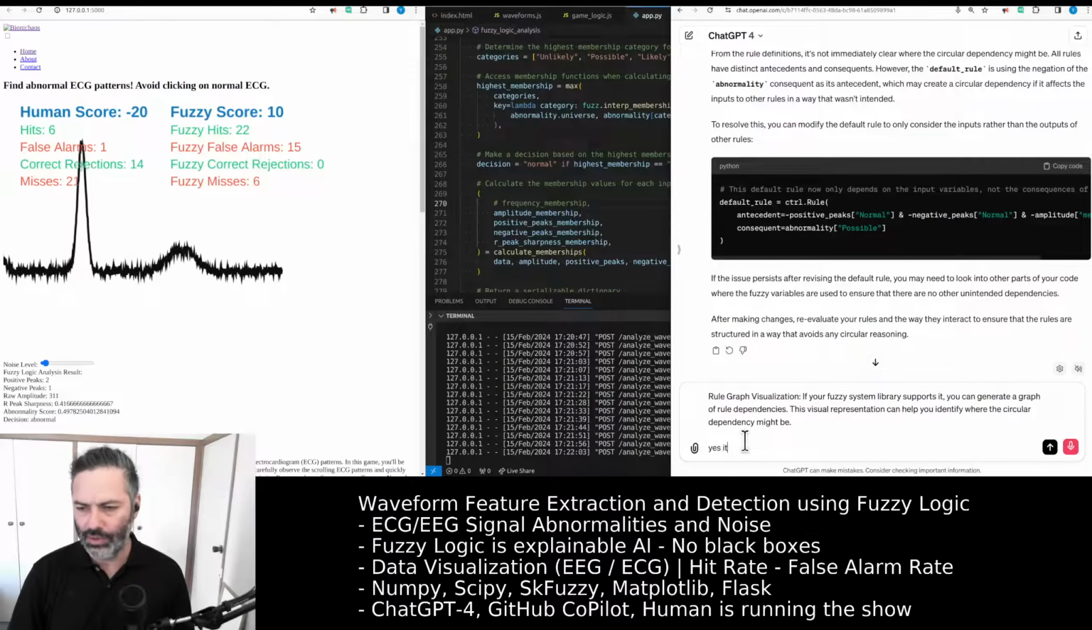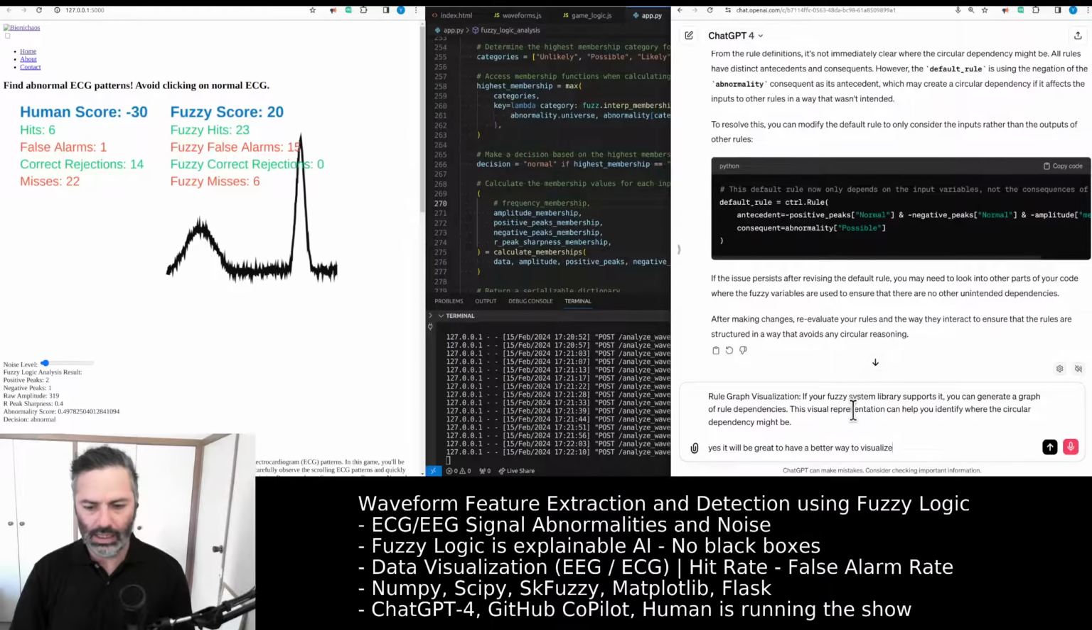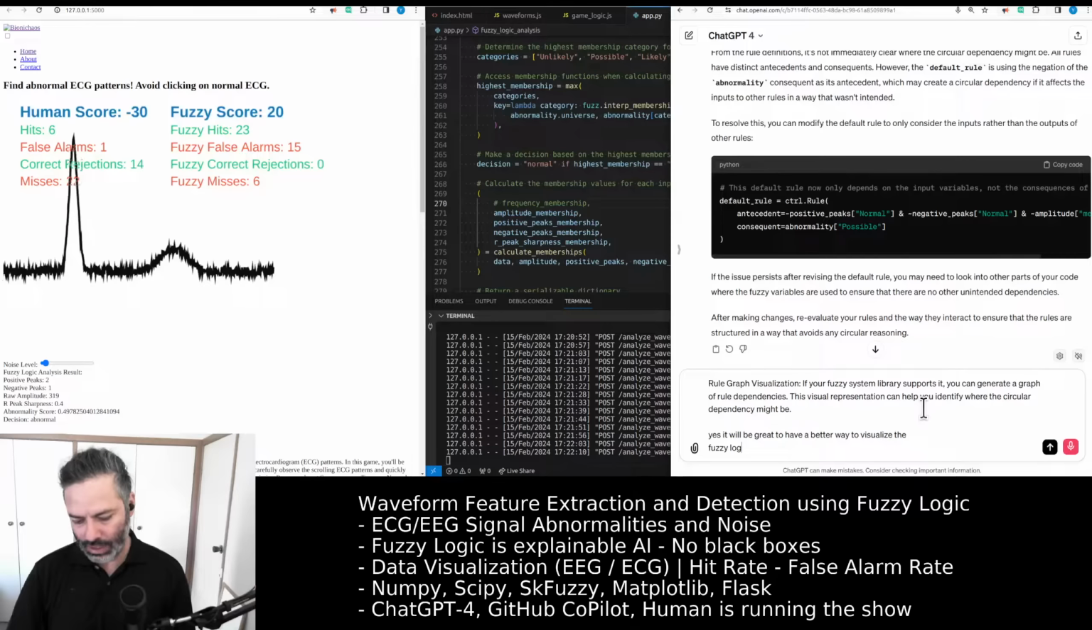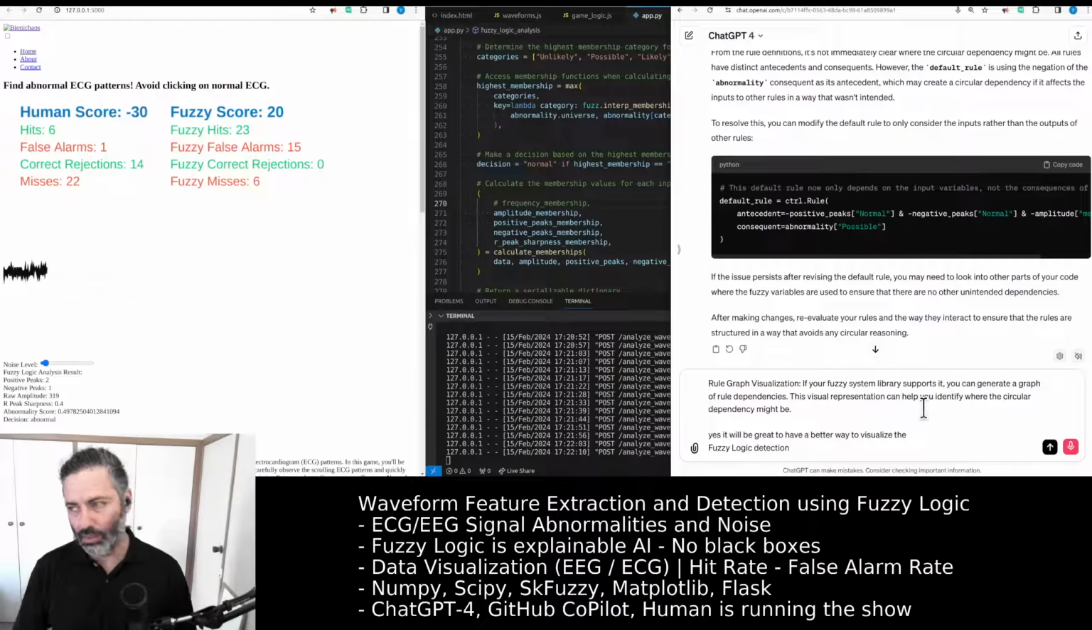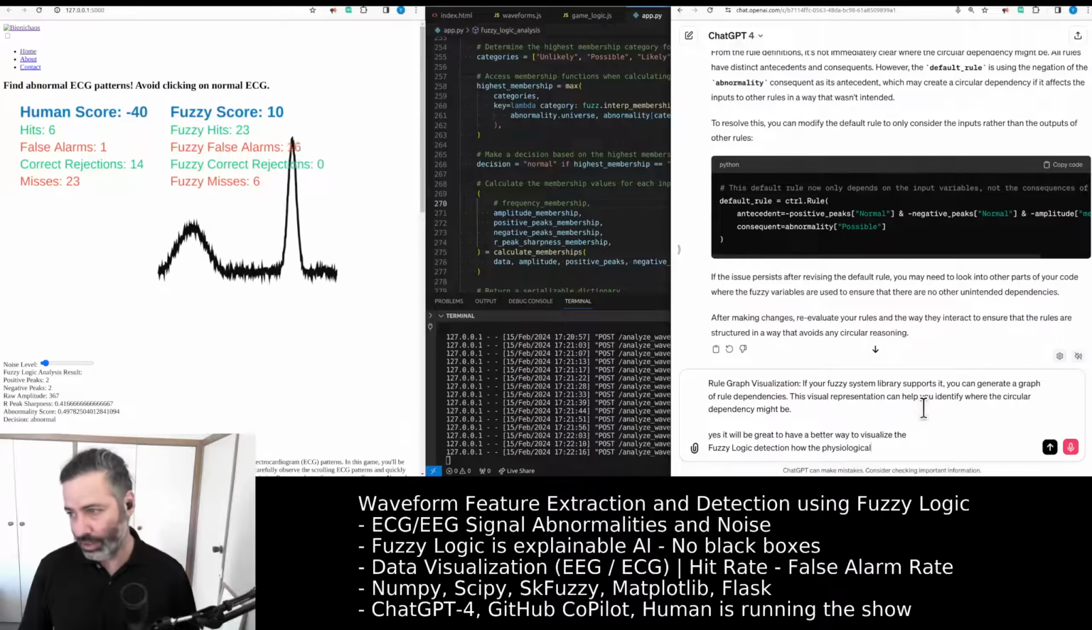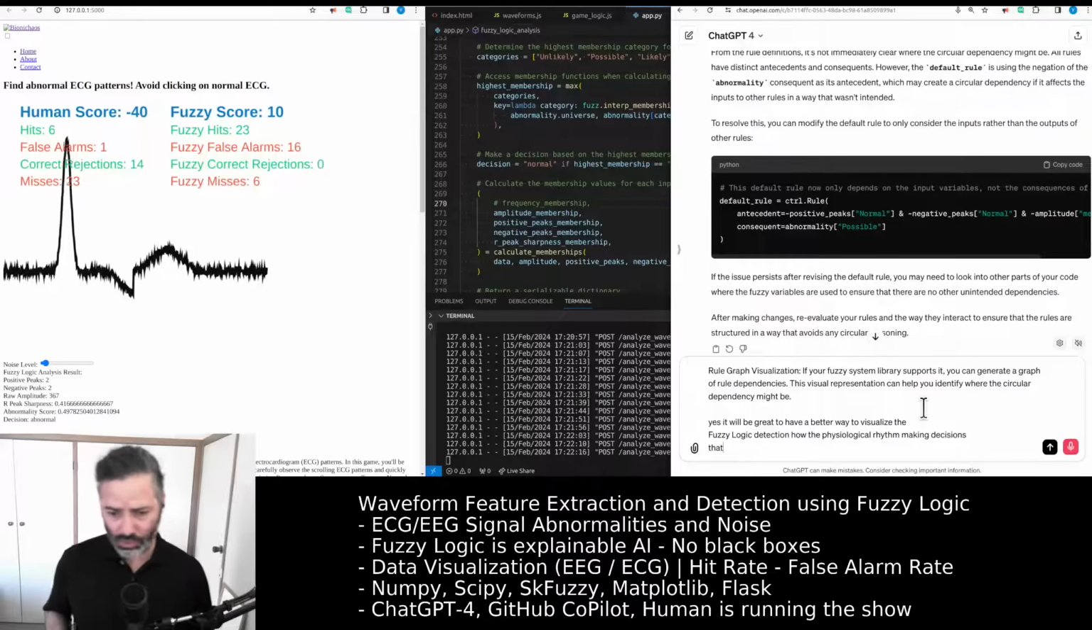Yes, it will be great to have a better way to visualize the fuzzy logic detection, how the fuzzy logic algorithm makes decisions. That would be awesome.